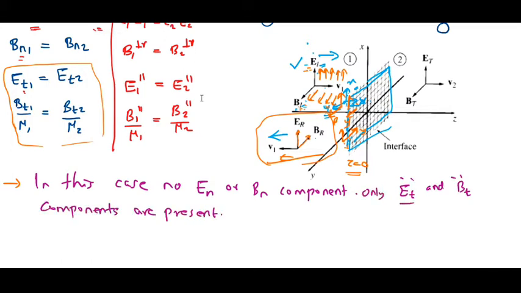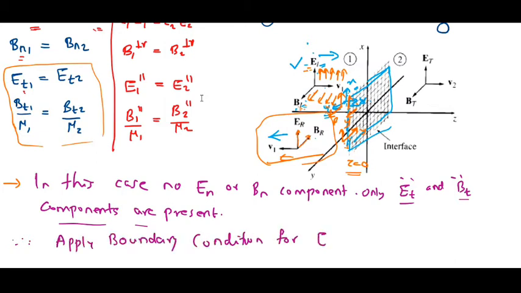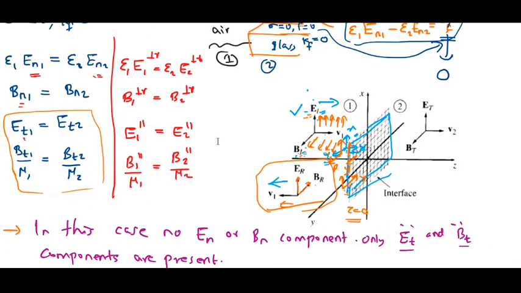Only E tangential and B tangential components are present. Therefore, we have to apply the boundary condition for E tangential and B tangential at z is equal to 0. If I write down the boundary conditions, this is boundary condition 1, this is boundary condition 2, boundary condition 3, boundary condition 4.